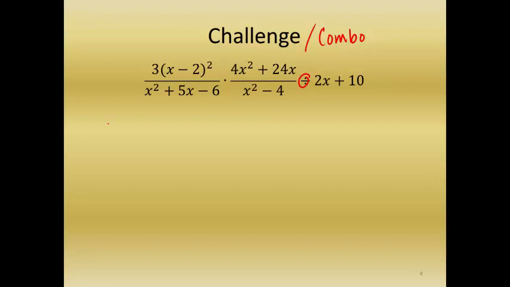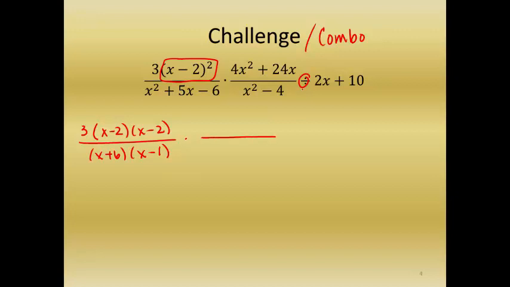So I'm going to rewrite it. I'm going to write this as 3, and then this x minus 2 squared, I'm going to write as x minus 2 times x minus 2. Don't multiply it out because that's actually going in the wrong direction. We want everything to be factored here. In the denominator of this fraction, I'm going to go ahead and factor that to x plus 6 and x minus 1.